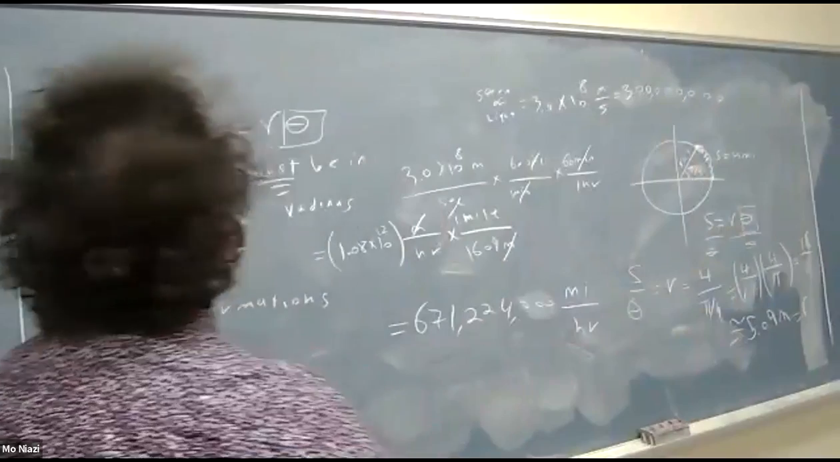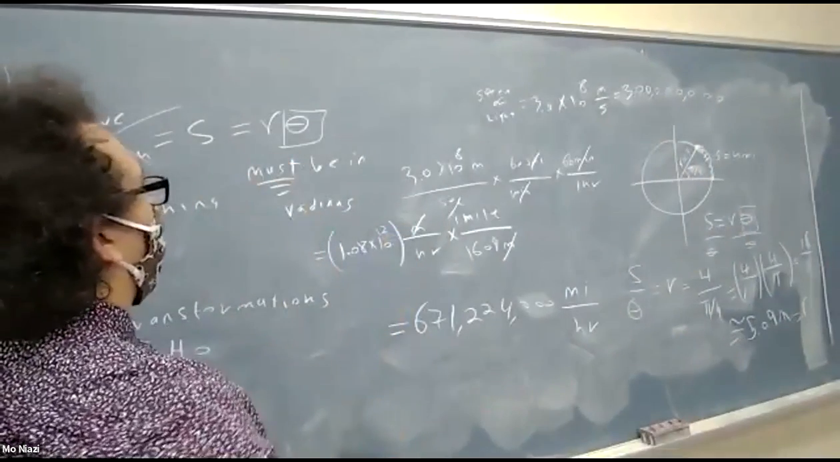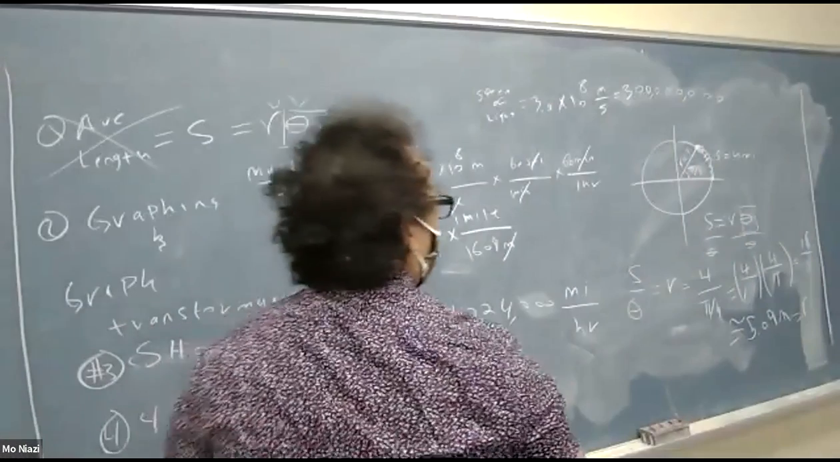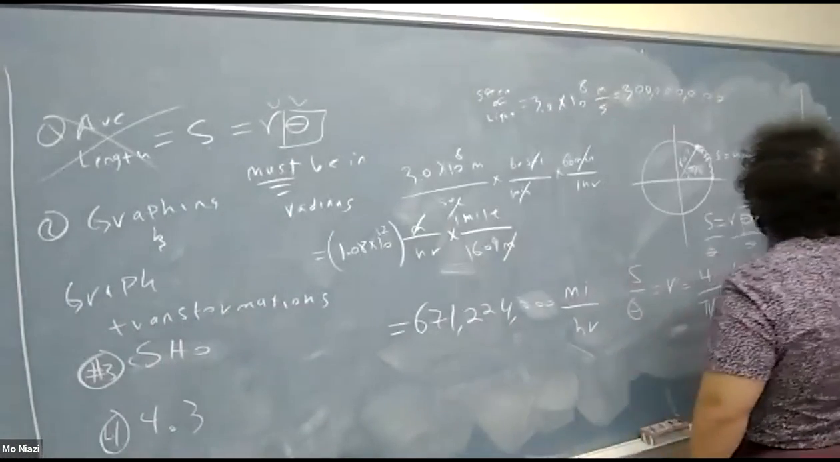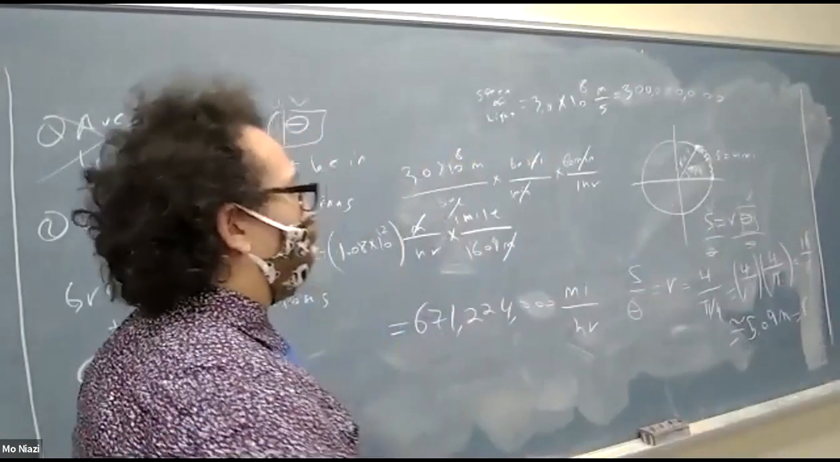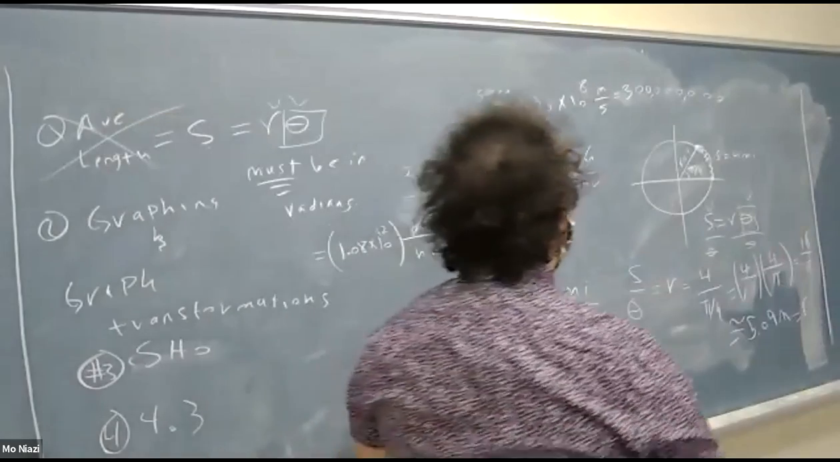So then we discovered s equals r theta. Given the r and the theta, we can calculate the s. And then we know that given the theta and the s, we can calculate r. Just know that given an s and an r, you can calculate theta in a similar fashion.